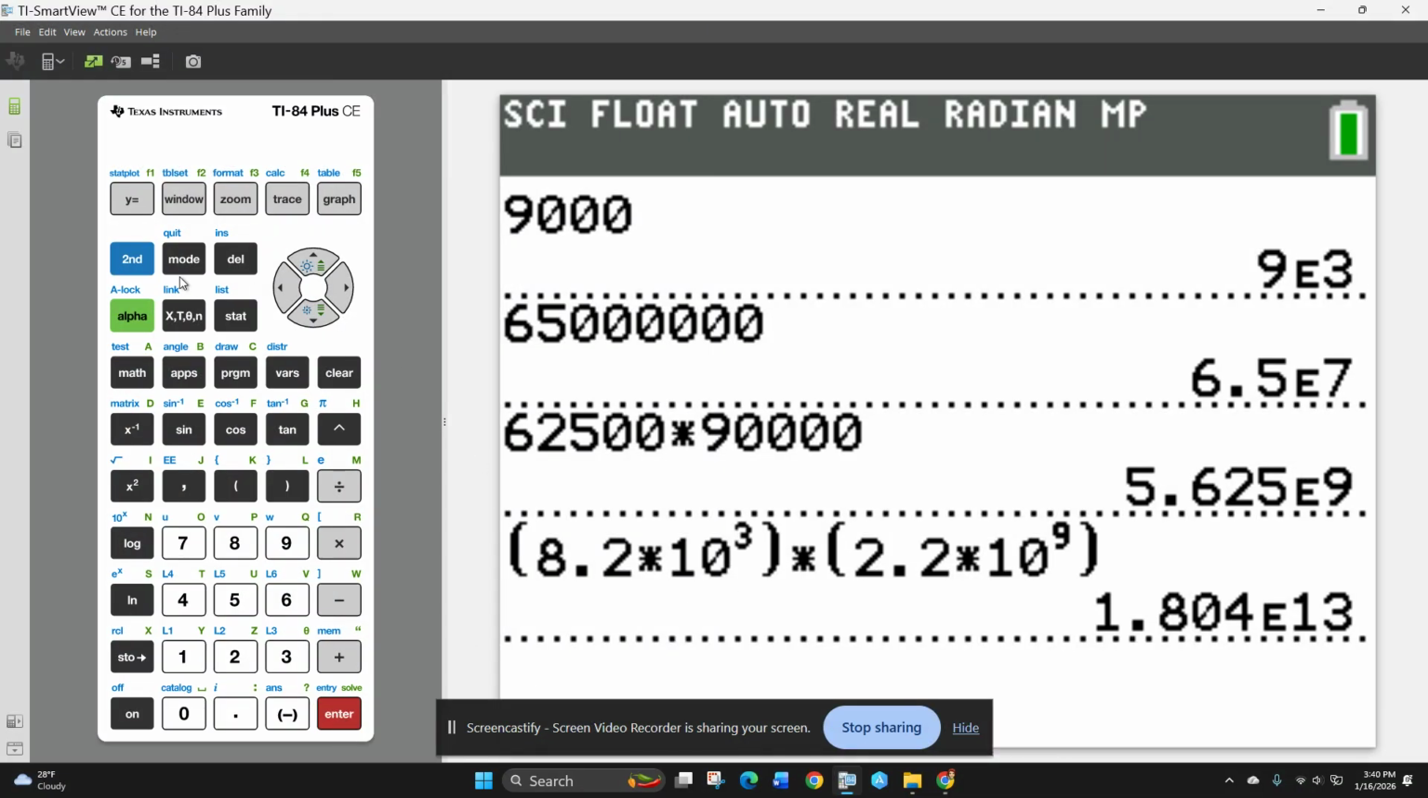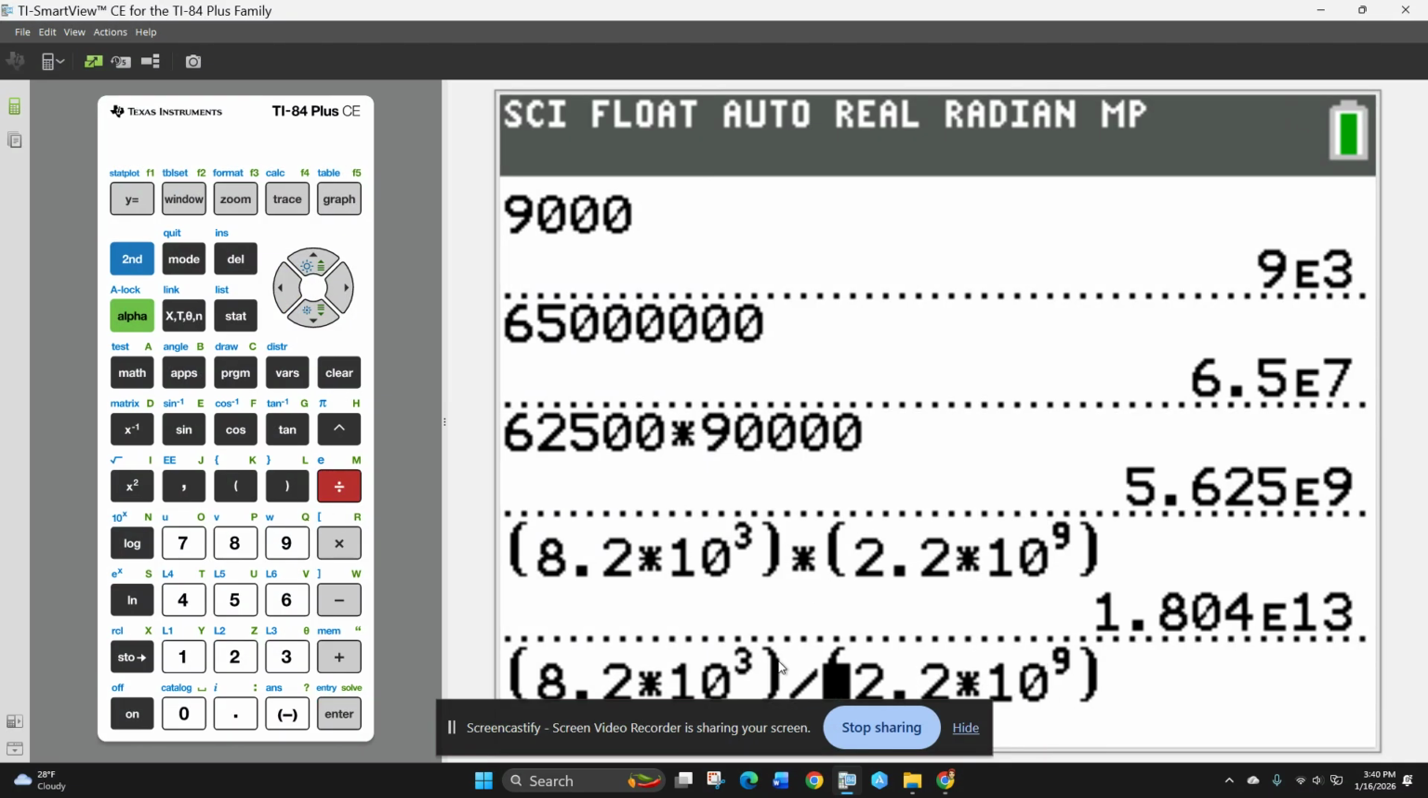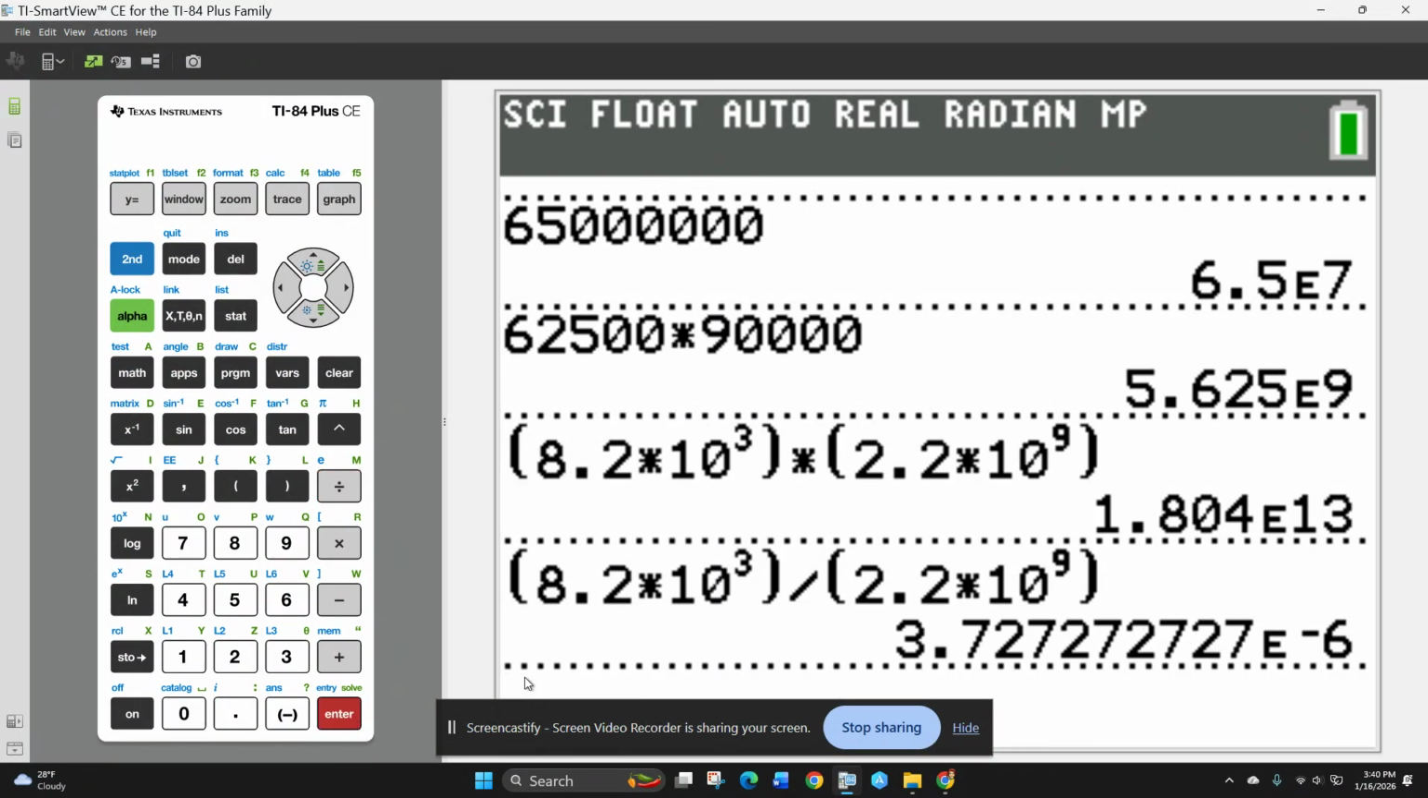But if I was going to take this problem and do division with it, I definitely need to make sure that I have this separated out with parentheses so that we can see that I wanted all of this in the numerator divided by all of that in the denominator. Because if you forget the parentheses, it's just going to go in order from left to right. It will do the 8.2 times 10 to the third, divide by 2.2, get an answer, and then multiply again. And that's not what we intended it to be. So just be careful as you're going through.